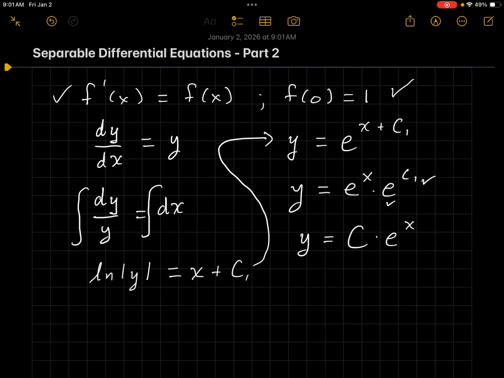But of course now I can plug in my initial condition and get that when y is 1, x is 0, so c is 1, and my solution is y equals e to the x, or 1 times e to the x, which I knew because the derivative of e to the x is itself.